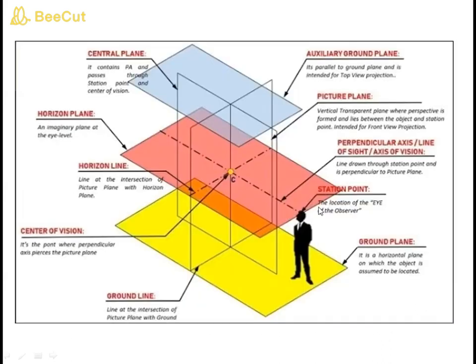Now let us learn some terminologies associated with the perspective projection. First one is the ground plane. Ground plane, this yellow color plane is known as the ground plane.